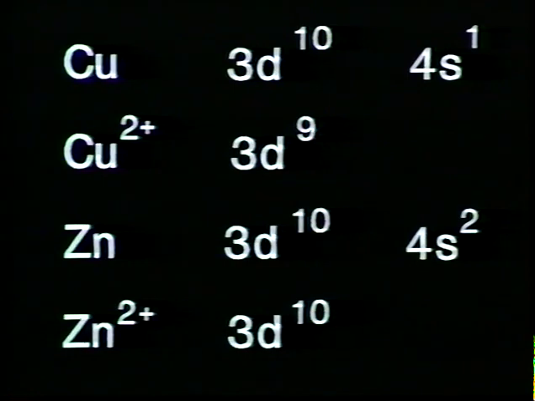Zinc, on the other hand, has the configuration 3D10 4S2 in the element, and in its common ion, zinc 2+, it has the configuration 3D10. So in neither the metal nor its common ion does it have the D1 to D9 configuration that we require of a transition element.